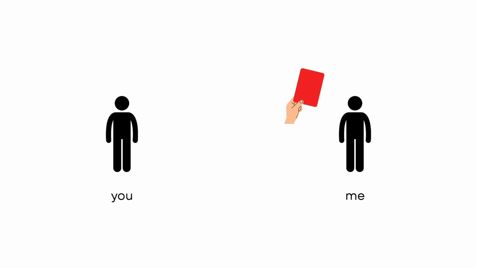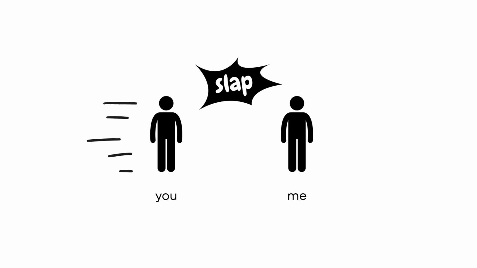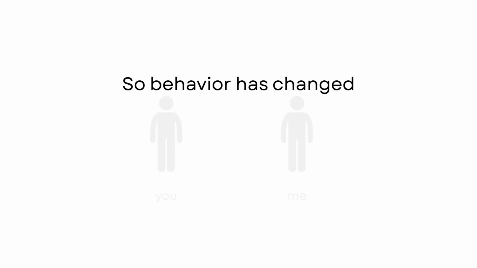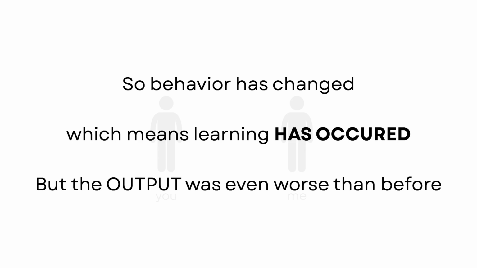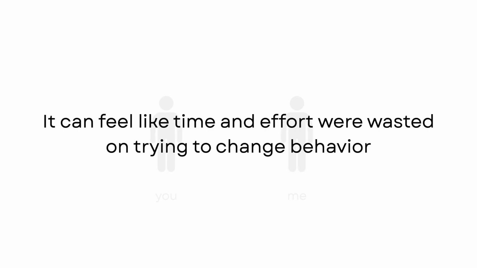So let's see how it turns out. So I show the red card, 3, 2, 1. I will try to dodge the slap by moving to the right. So what happens is, you move to the right, I come up to you, I slap you, and what ends up happening is it ends up hurting even more than before, because you moved into my slap, right? So my hand connected with your face at a faster speed. So behavior has changed, cool, which means that learning has occurred, cool, but the output was even worse than before. And in the moment, this can feel really demotivating. It can feel like time and effort were wasted on trying to change behavior.